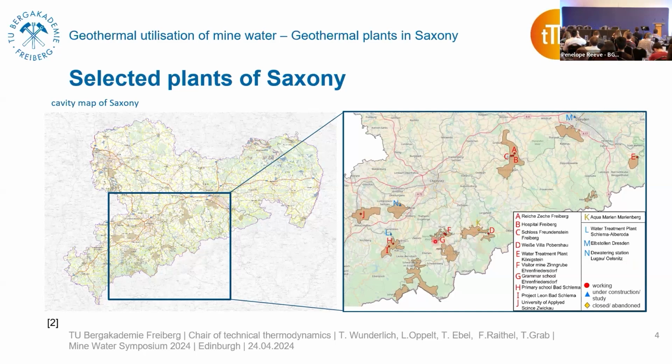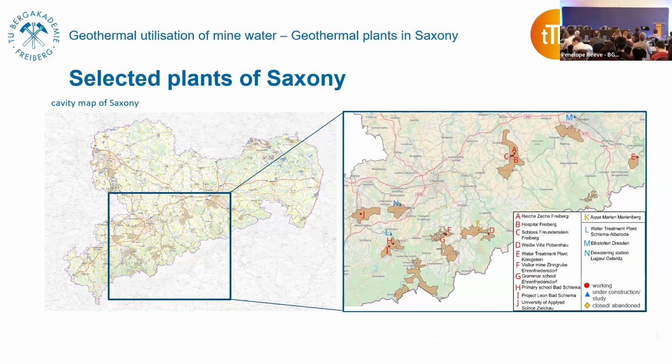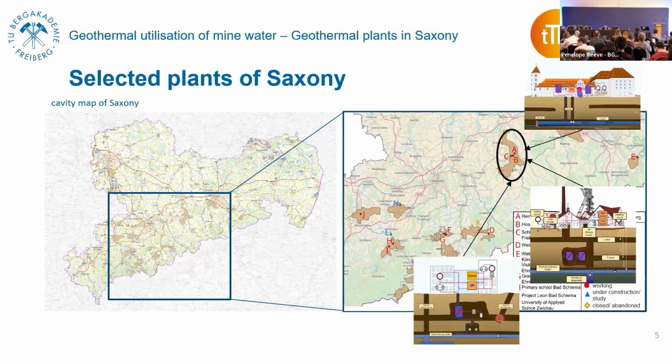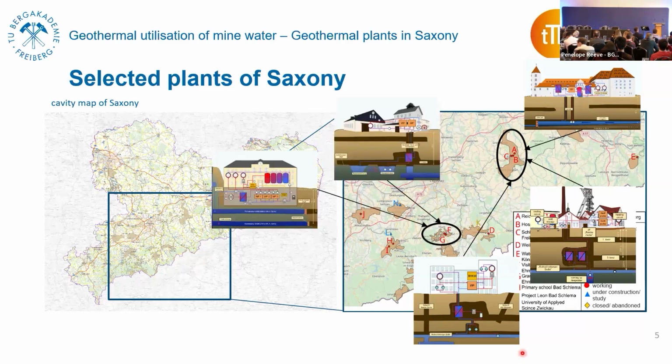And there are several mining sites under construction or in study for the next couple of years. So in these mining areas, we've got a lot of mine water schemes, and with the chair, I've got several of them under monitoring. There are three mine water schemes in Freiburg: a museum, a university site, and a hospital. In the mining site of Ehrenfriedersdorf, there's a mining museum and a primary school.